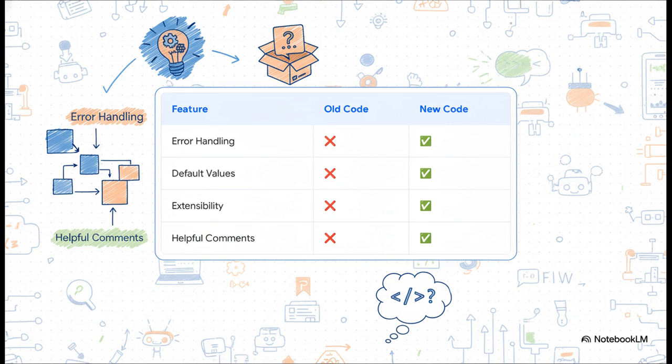As you can see right here in this table, the old code had none of this. But the new code, the one generated from that rich, scaffolded prompt, it's so much more thoughtful. It's got error handling, default values to stop it from crashing, it's designed to be expanded on later, and it even has helpful comments explaining its own logic. This is the power of context. It's the difference between a band-aid fix and a real solution that saves you from a debugging nightmare.